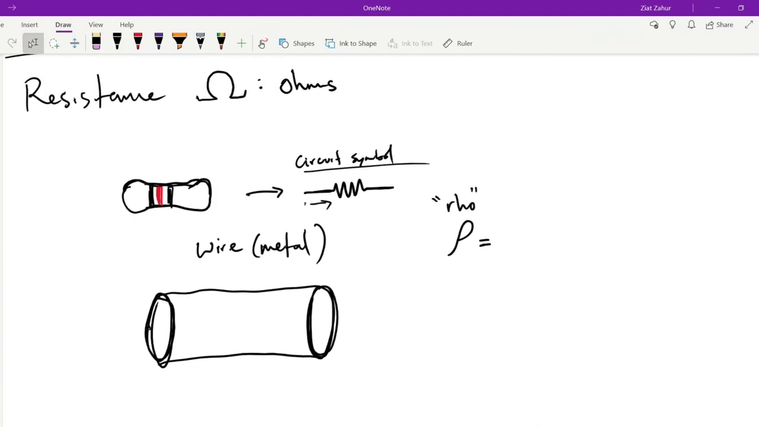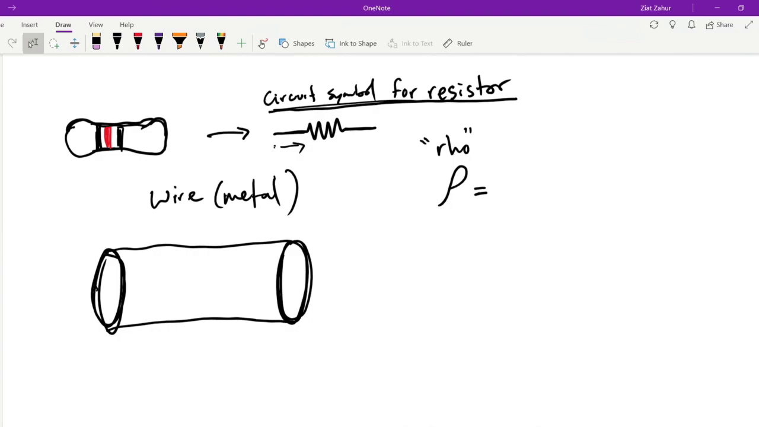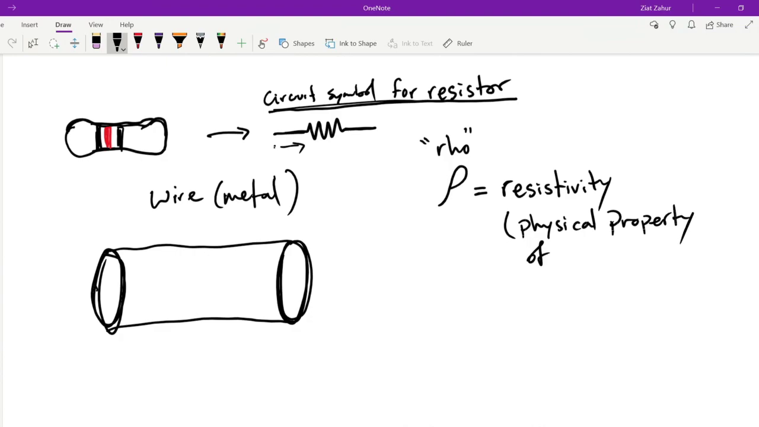Okay, so circuit symbol for resistor. Rho is called a resistivity, a physical property of the metal.